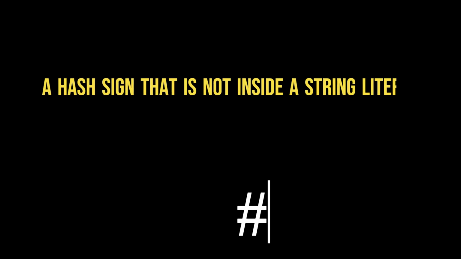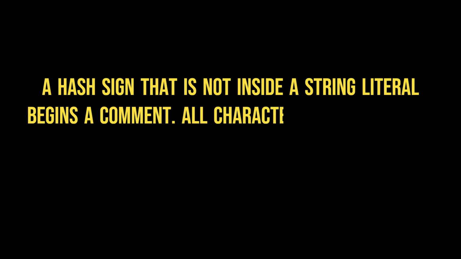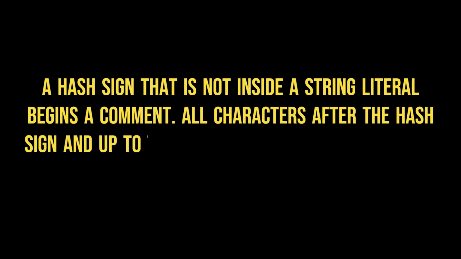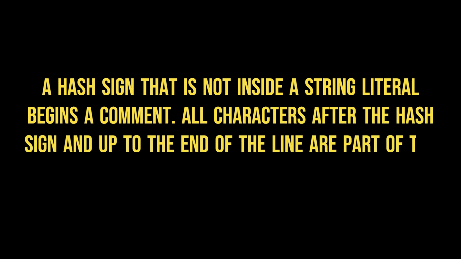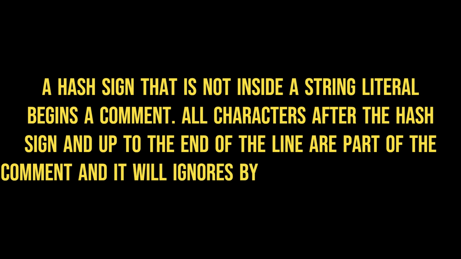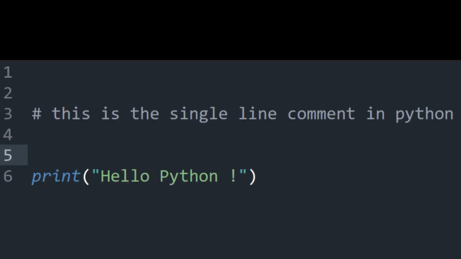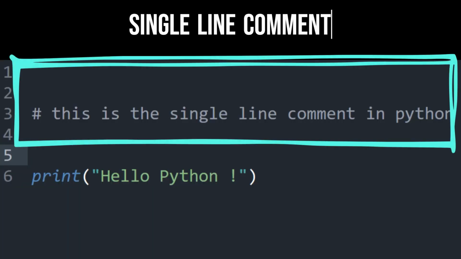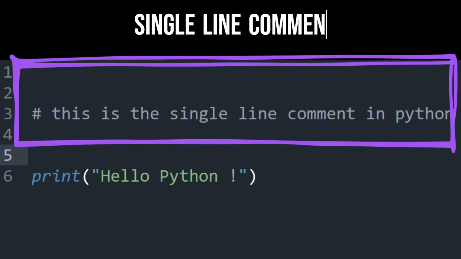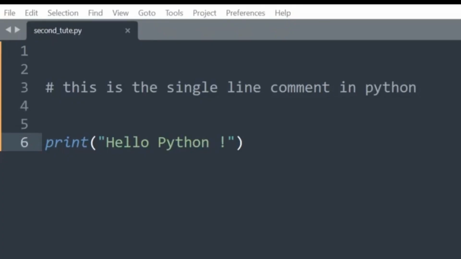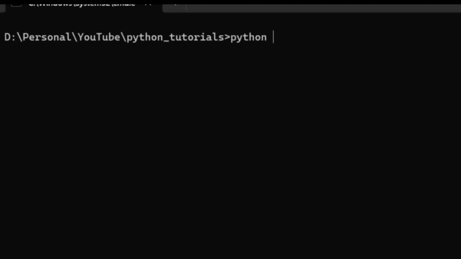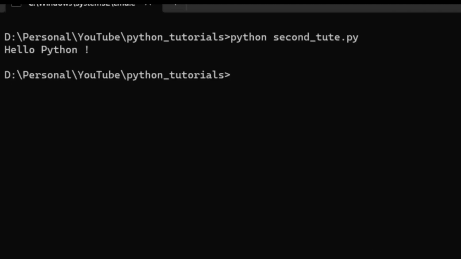Single-line comments in Python. A hash sign that is not inside a string literal begins a comment. All characters after the hash sign and up to the end of the line are part of the comment and are ignored by the Python interpreter. Here is an example of a single-line comment in Python. If we run this in a Python file, we will see Hello Python as output.